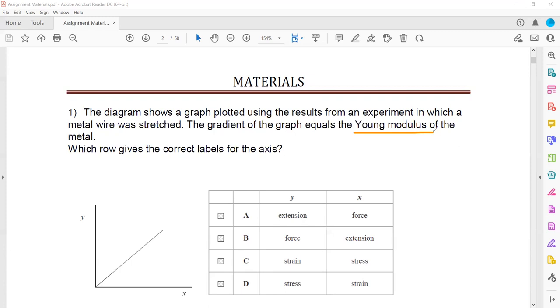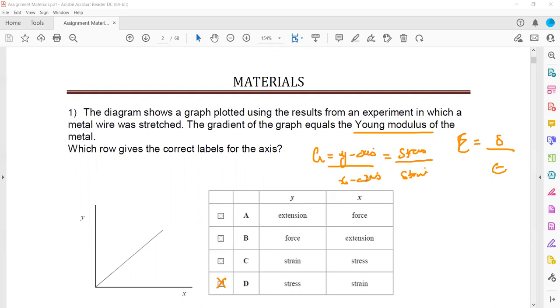and strain. And the gradient is actually the quantity on the y-axis divided by the quantity on the x-axis. When the quantity on the y-axis is divided by the quantity on the x-axis, we get the gradient. So Young's modulus itself is equal to stress divided by strain. So on the y-axis we need stress, and on the x-axis we need strain. So y-axis stress and x-axis strain, to me option D should be the right answer.